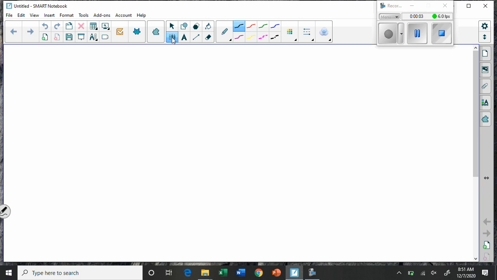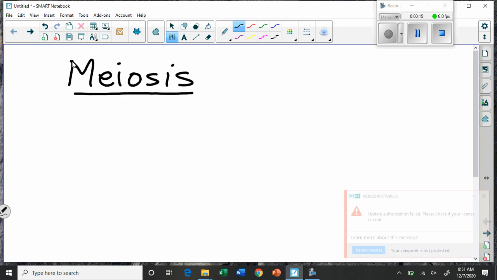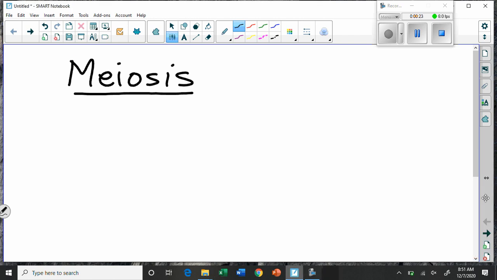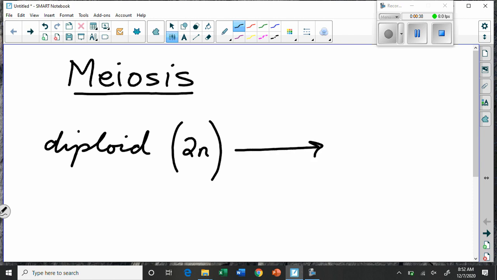All right, so far we have learned about the process of meiosis. So just to recap some of the key points of that, meiosis is the process where we go from a diploid cell, and we use 2n to represent the diploid number. And what happens in meiosis is we get cells that are haploid.